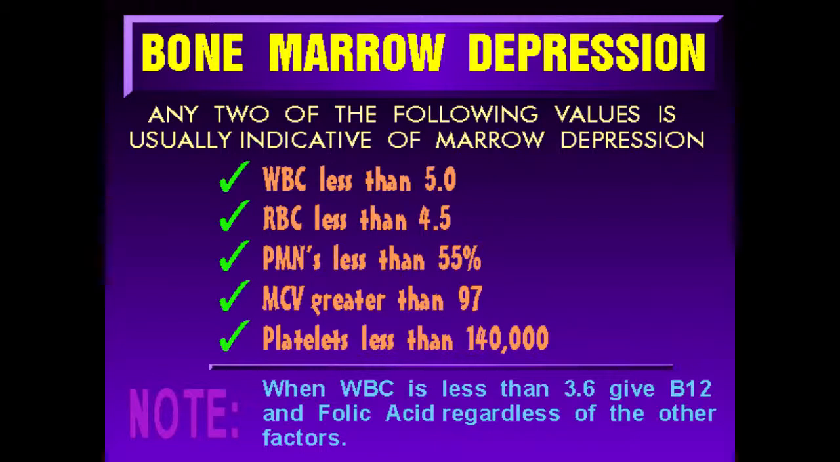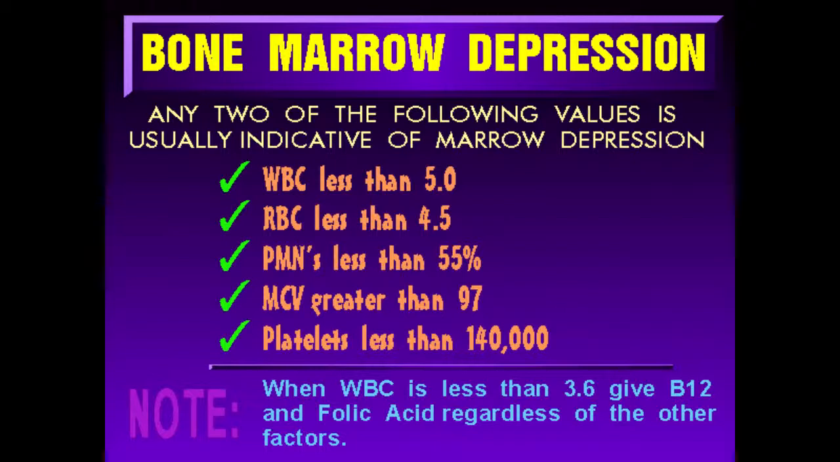This slide displays the rule for distinguishing bone marrow depression. Note that any 2 values are indicative of a depressed bone marrow. First, a white count less than 5, then a red count less than 4.5, or a differential neutrophil count less than 55%, or a mean corpuscular volume of red cells greater than 97, and last, a platelet population less than 140,000.